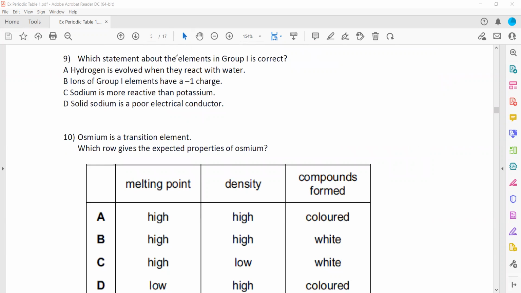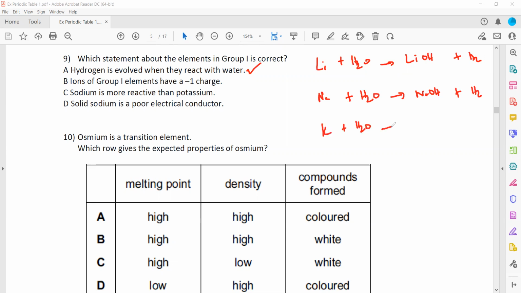Then which statement about elements in group 1 is correct? Hydrogen is evolved when they react with water. Yes, that is correct because, for example, if lithium reacts with water, as a result it will produce lithium hydroxide plus hydrogen. Sodium metal reacts with water, sodium plus water, and as a result it will produce sodium hydroxide plus hydrogen. Potassium reacts with water, and as a result it will produce potassium hydroxide plus hydrogen. So all of them are giving off hydrogen. So A is the right answer.